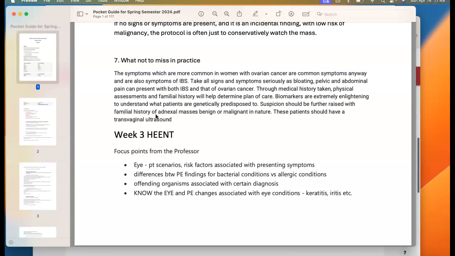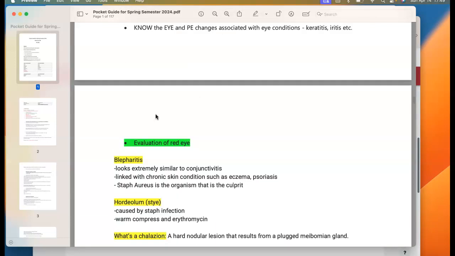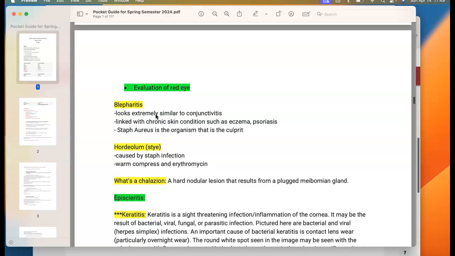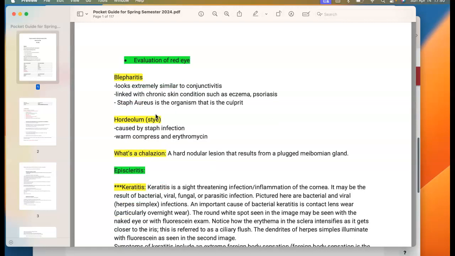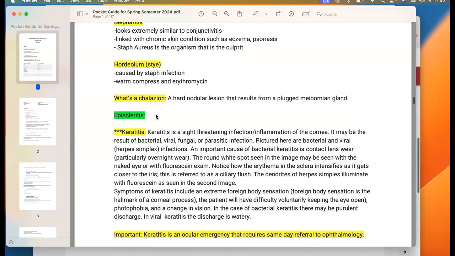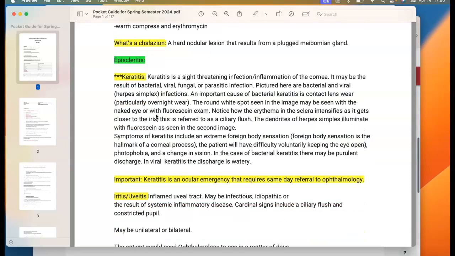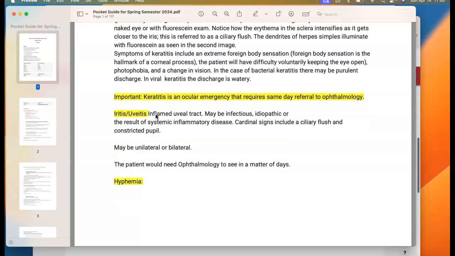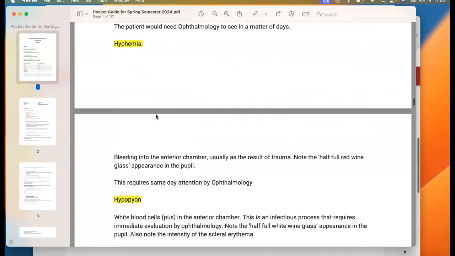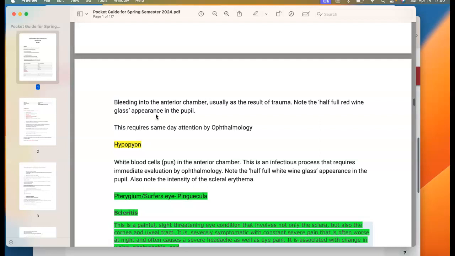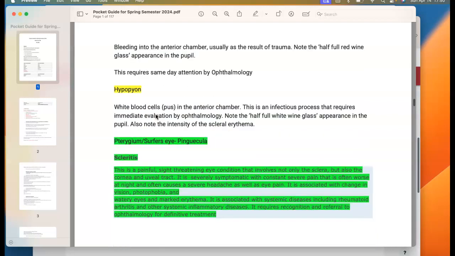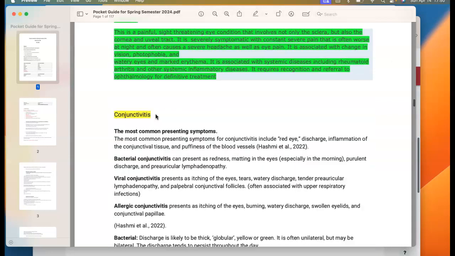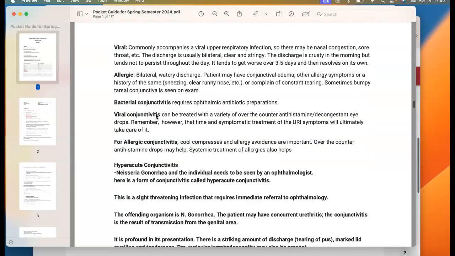And then week 3 was HEENT. So I just put in the specific ones that I found were prevalent and that I was going to want to know about in the clinical setting. So, by no means is this extensive of everything we went over in that week, but keratitis, episcleritis, iritis, uveitis, hyphema, hypopyon, surfer's eye, scleritis, conjunctivitis, something we'll probably often see.